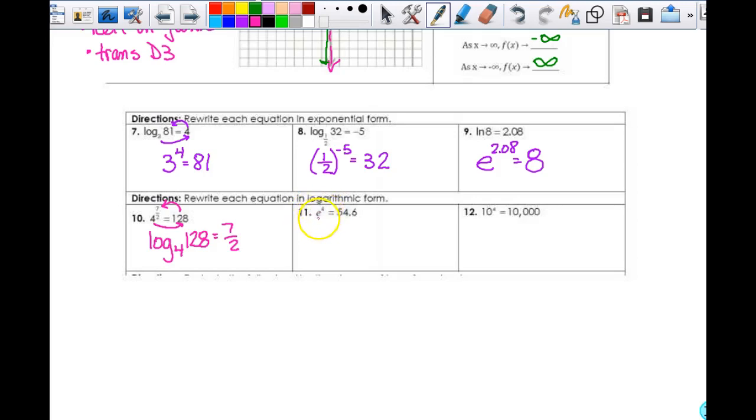This base is e. So here's a lot of things I saw that was not good. Log base e, although that's a true statement, we don't write it like that. You also don't write it like this. It's just the natural log. So the log base e is the natural log of 54.6, and that equals 4. Then here, same thing. The base is 10, so log base 10 is just the log of 10,000, and that's equal to 4.